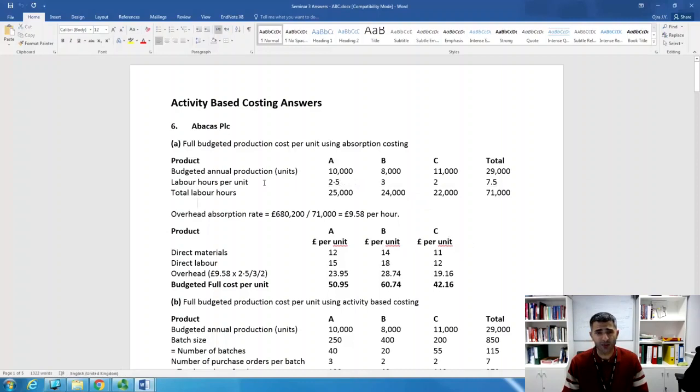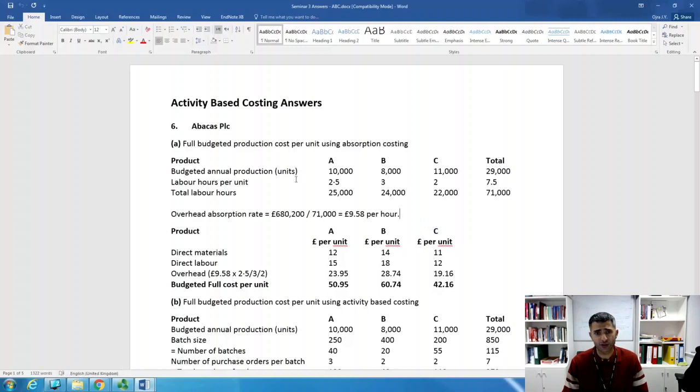Once you find the direct labor hours per unit, very simple, this is 2.5 hours per unit. If you multiply by the number of units for A, you find the total labor hours for A is 25,000 labor hours. Same with B, same with C. If you add them all together, that's 71,000 labor hours.